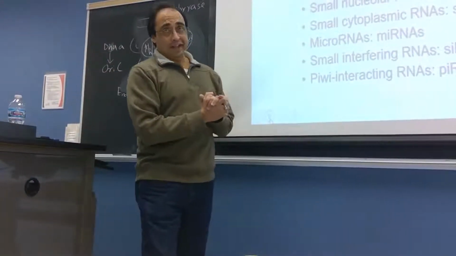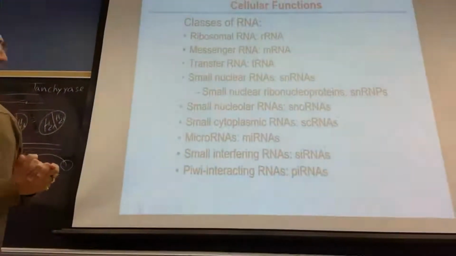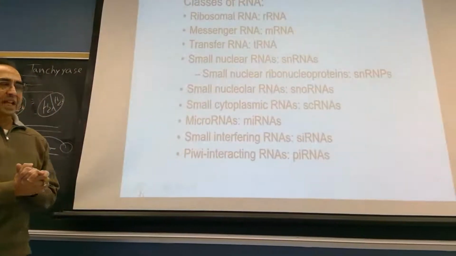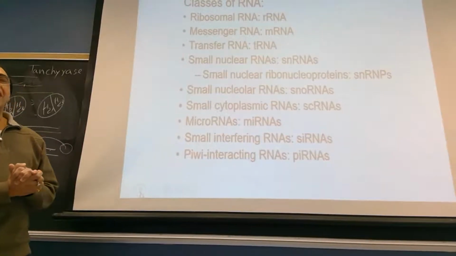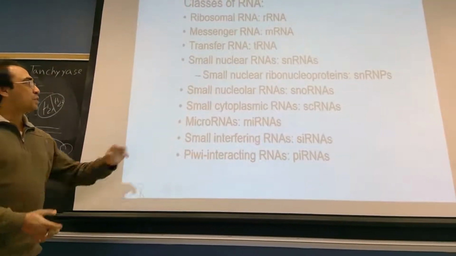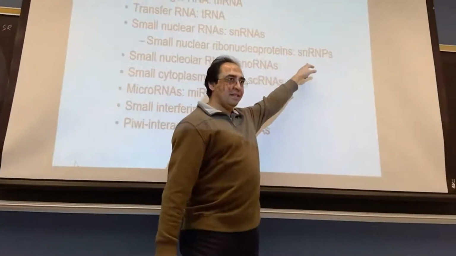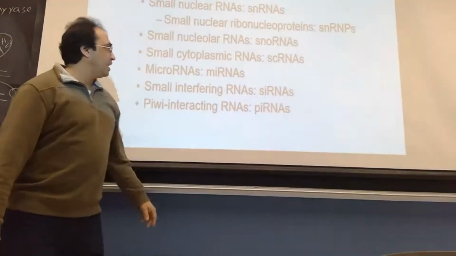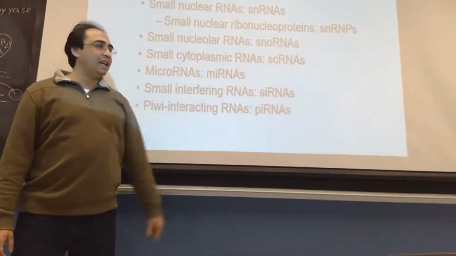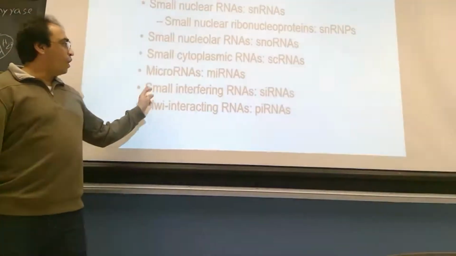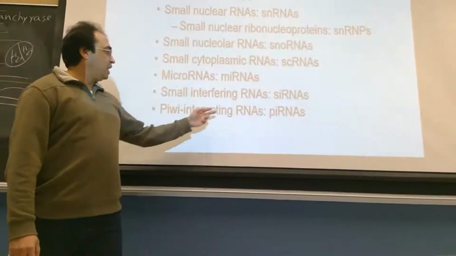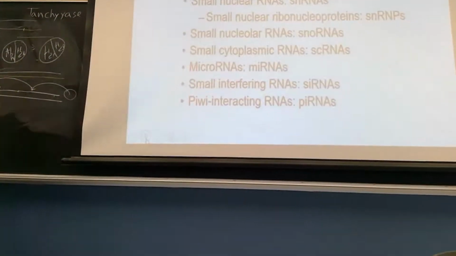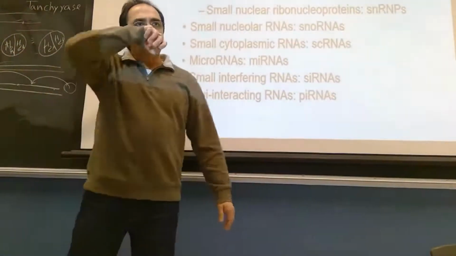Now, these are the RNAs: ribosomal RNA, rRNA; messenger RNA, mRNA; transfer RNA, tRNA; small nuclear RNA, snRNA; small nuclear ribonucleoproteins, snRNP; small nucleolar RNA, snoRNA; small cytoplasmic RNA, scRNA; microRNA; small interfering RNA; and piwi-interacting RNA. siRNA is very interesting right now, because using siRNA you can do gene therapy. Okay.